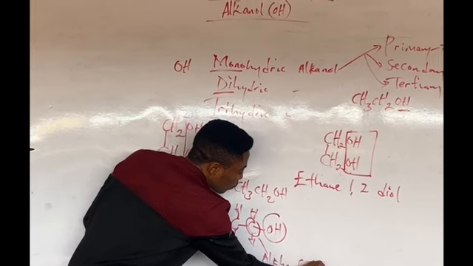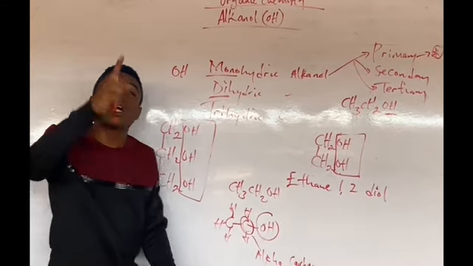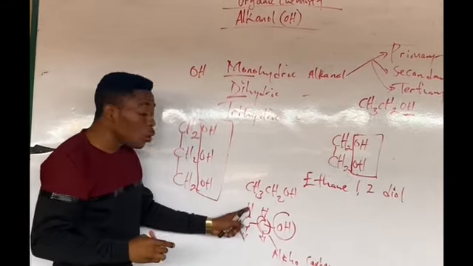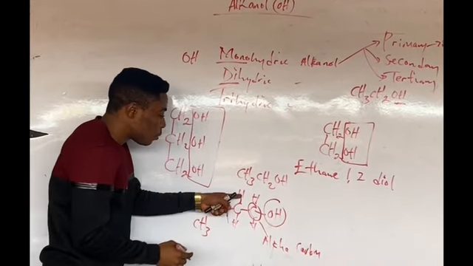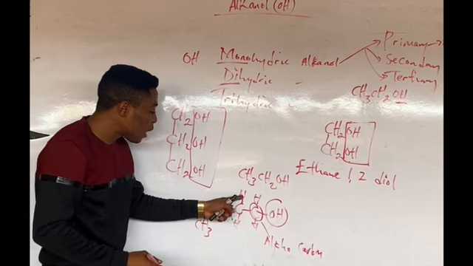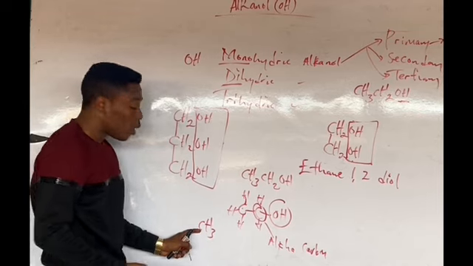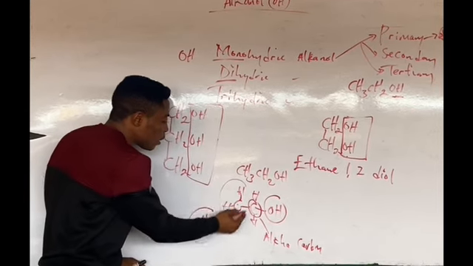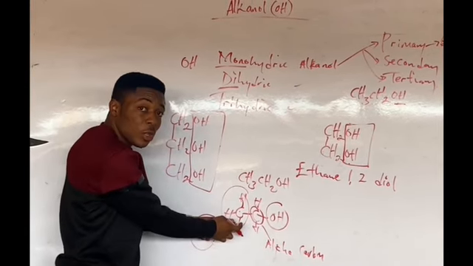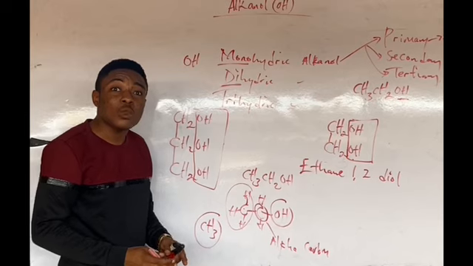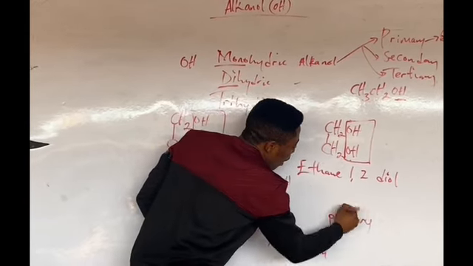Now, if the alpha carbon has a direct link with one methyl group, this is a methyl group, CH3. The hydrogen atoms here are 3, the carbon atom here is 1. So this CH3 is the same as this. Now, if the alpha carbon has a direct link with the methyl group, it is known as what? A primary alkanol.